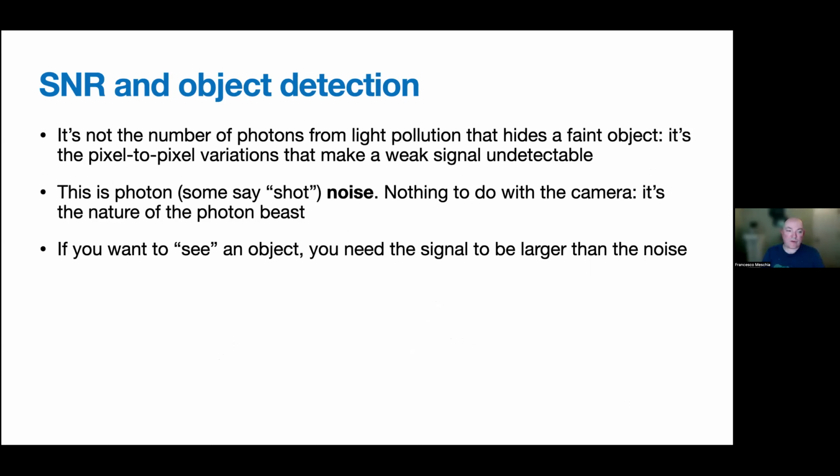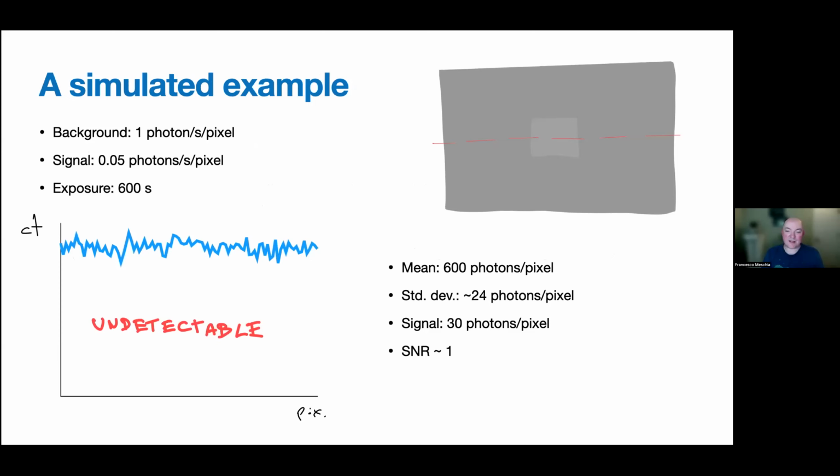This is what we call photon noise. Some people also call it shot noise, because they focus on a different property of what photons do. It's nothing to do with the camera, again; it's the nature of the photon beast. If you want to see an object, you need to have a signal that's larger than the noise. And I'm going to give you some examples here. These are simulated examples.